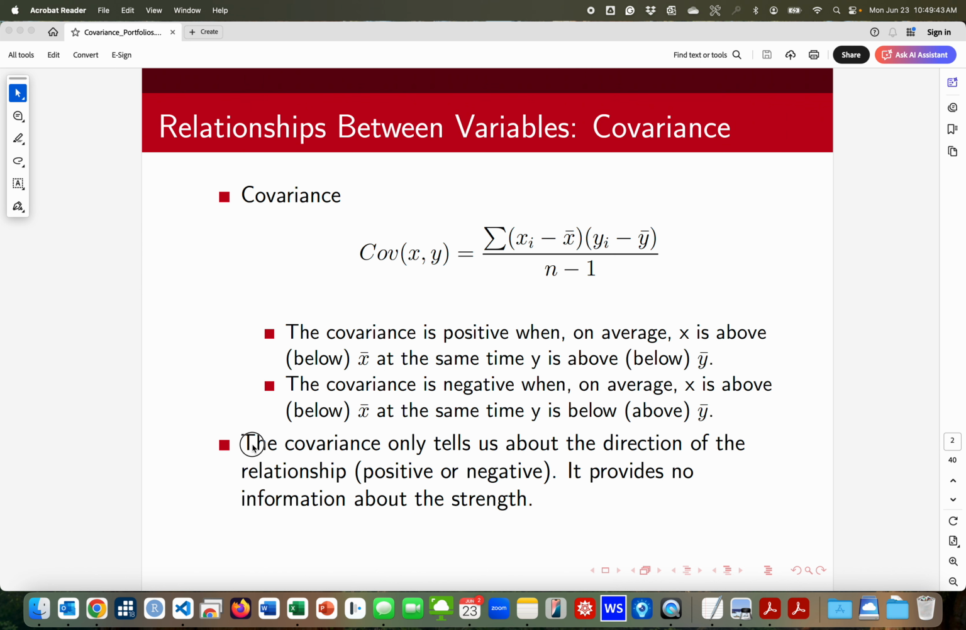But the only downside to the covariance is it doesn't provide any information about the strength of the relationship. So if we're looking at covariance, positive or negative, we know if variables are moving in the same direction or opposite directions. So we believe that larger homes sell for more, so there would be a positive covariance between house size and the sales price of a house. But we don't know how closely those two variables are related if we just look at the covariance, because it doesn't provide any information about the strength of the relationship.